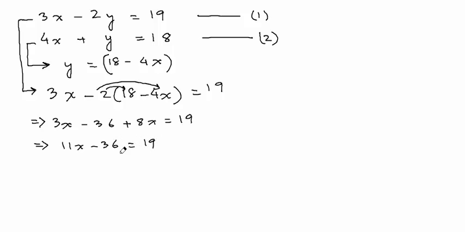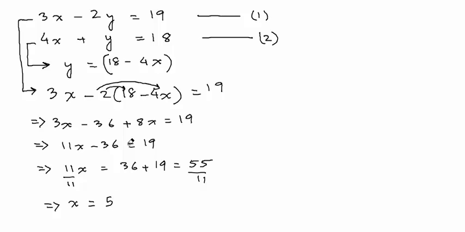11x minus 36 is equal to 19. Take the 36 on the other side, that's add 36 to both sides of the equation. So we have 11x is equal to 36 plus 19, which is 55. 11x is 55. Divide both sides by 11. Therefore, x is equal to 5.